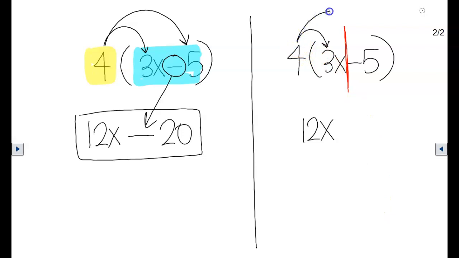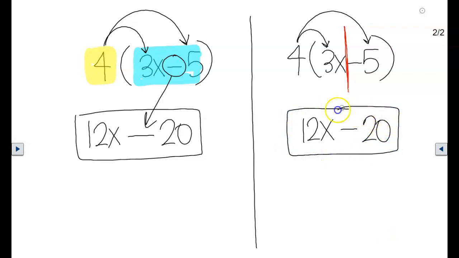All right, so now I'm going to do 4 times this second member of the group. I'm doing 4 times a negative 5. 4 times a negative 5 is a negative 20. So because he is a negative 20, I'm going to write minus in front of him to show that he is negative. So notice, same answer, I still get 12x minus 20.